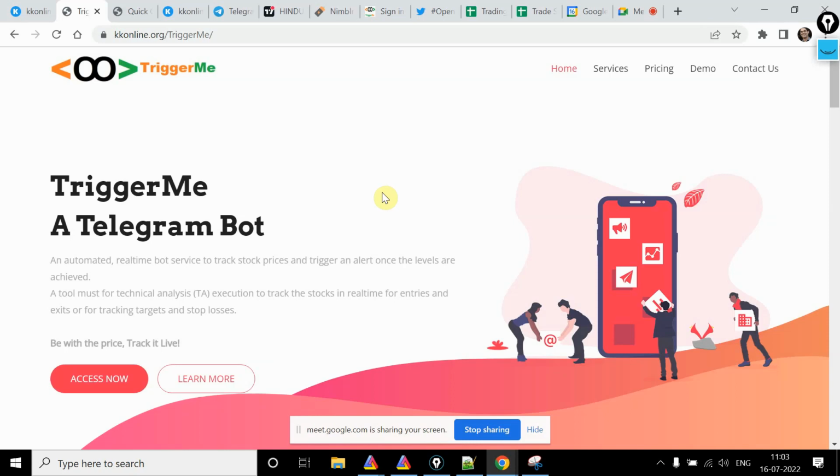So during this session, there will be three topics which I would be touching upon. One is Trigger Me bot. This is a Telegram automated bot which can help you analyze the stocks and set some levels. As soon as those levels are tracked, it will get the information and put it on your Telegram channel. So it is a Telegram bot. It's something which is very generic. It is not specific to any indices or any particular stock. It is something general how we actually track the prices.